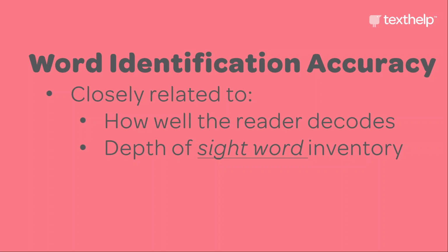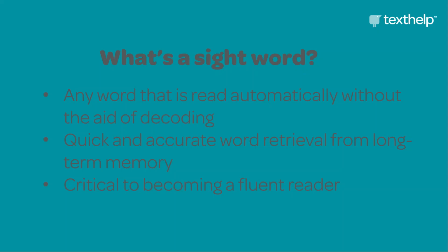So the largest predictor of fluent reading would be the number of words that a student knows automatically, or by sight. So let's discuss briefly what is a sight word. A sight word is really any word that is read automatically without the aid of decoding. We don't have to worry about the decoding function. A sight word represents quick and accurate word retrieval from long-term memory. Also, I might mention that with the retrieval of that word comes the meaning of that word. So if the learner has meaning attached to the word, some representation of what it actually means, that's retrieved instantly once it's decoded. And of course, as I mentioned earlier, sight word reading is critical to becoming a fluent reader.